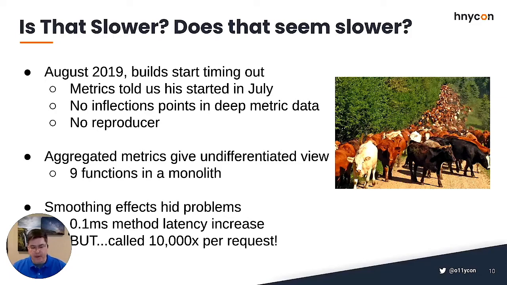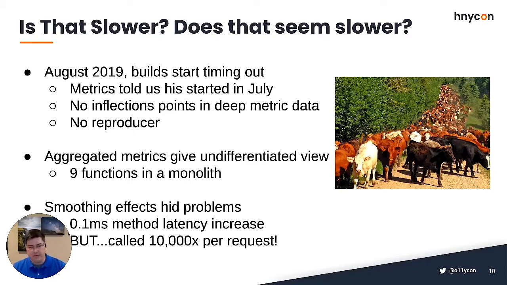At this point, we had aggregated metrics, and we had been using that to guide a lot of our performance tuning and things like that. And we had set up a production support rotation where we were watching those metrics for spikes, among other things. Obviously, other things are involved, but what we found here is that the aggregated metrics gave us an undifferentiated view, especially down in that deeper metric data. And because we have a monolith, we had 9 functions that we were supplying to our build service out of that one monolith. And this meant that for any given data point in the deeper metric data, there was no way to tell which function it was actually coming from. And these smoothing effects down in the deeper layers hid the problems that we were dealing with here.